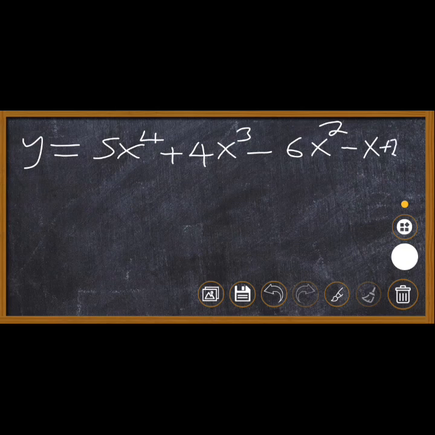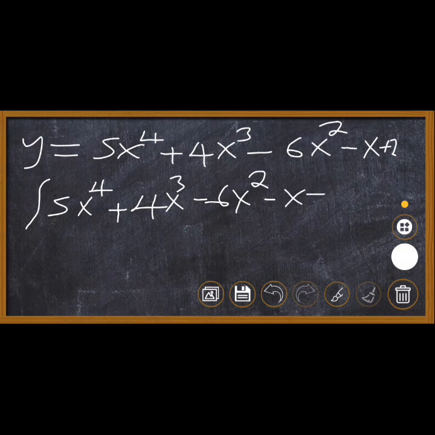How can we go about this one? So for you to integrate this, you also have to express it in the form of what? The integral. So how can we express this in integral form? It's very simple. You just introduce the integral, where you are going to have the integral of 5x^4 + 4x^3 - 6x^2 - x + 2.